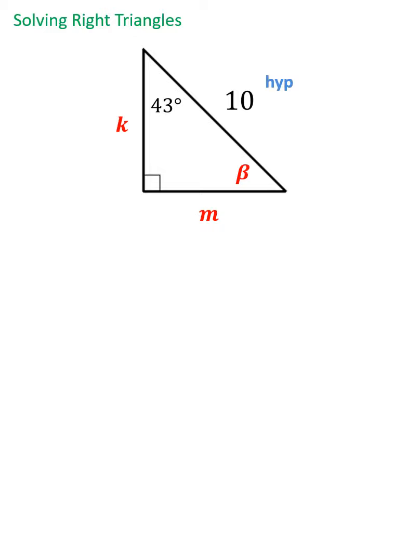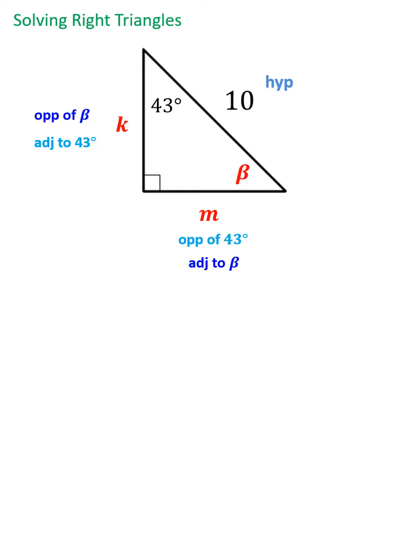So I like to label my sides next. This is the hypotenuse. Now, as far as opposites go, I have 2 opposites. I have one leg opposite the beta and one leg opposite the 43. And for adjacents, I have one leg adjacent to the 43 and one leg adjacent to the beta.